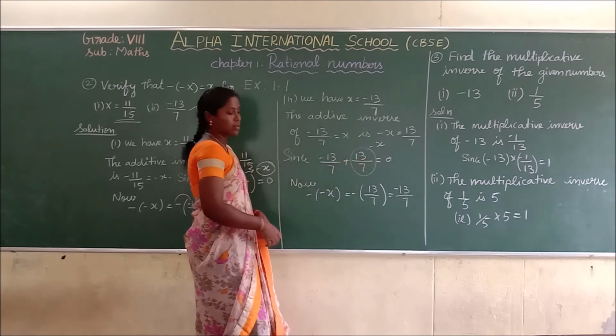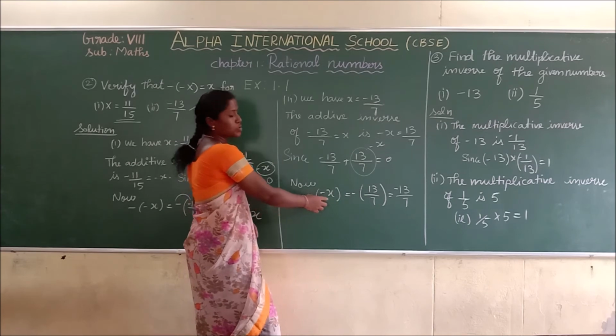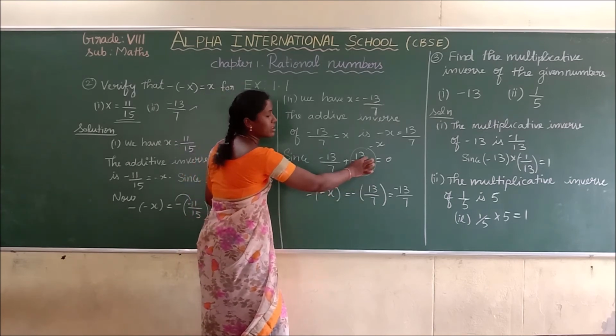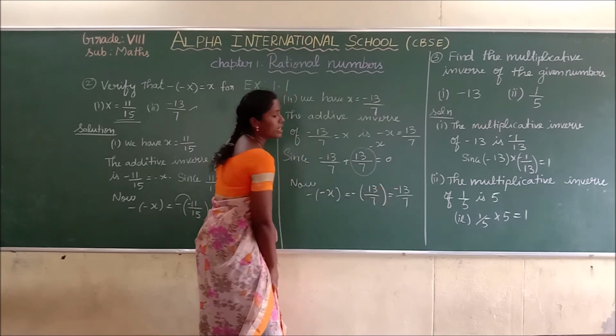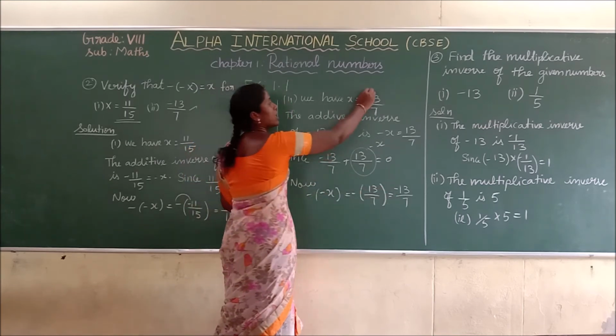Now let's check. Listen. Minus of minus x. So minus of, what is the value of minus x here? 13 by 7. So we are getting 13 by 7, and minus of that, the result we are getting is minus 13 by 7. What is the value of x?